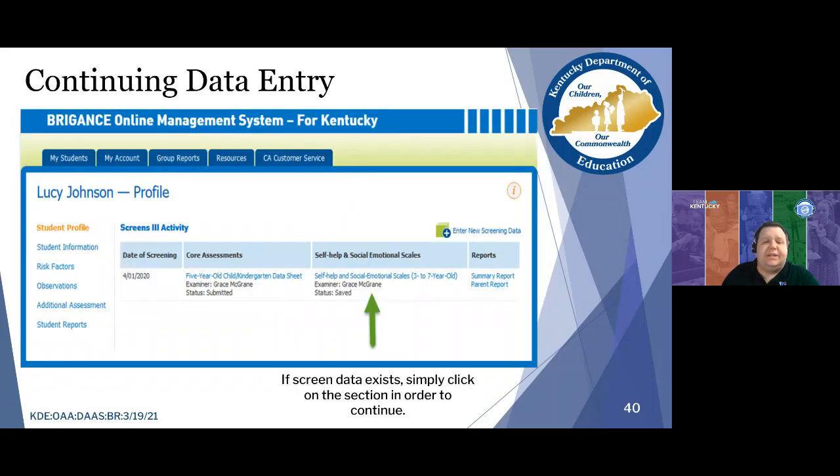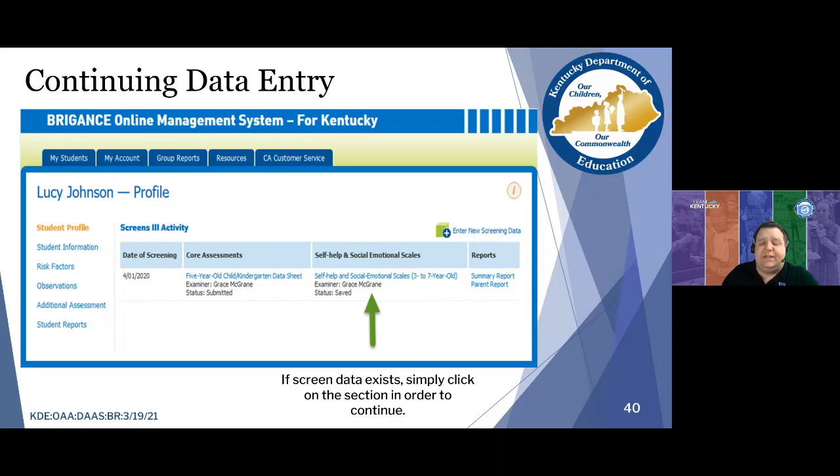Now, look closely at Lucy's profile. Users can confirm that Lucy's core assessments are completely entered because the status is submitted. Users also see that the self-help and social emotional scales are not complete. Users can tell that because the status is saved. Probably if someone decides to stop entering data and wants to continue is how this happened.